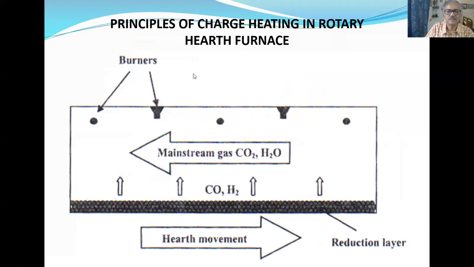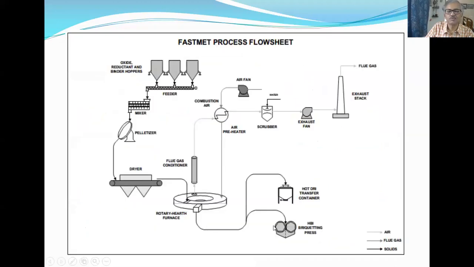Okay, this is the Finmet process where basically your product is hot briquetted iron. The fines are agglomerated here. So in the Finmet process the product is sponge iron, or you can produce hot briquetted iron and then transfer it. The advantage of hot briquetted iron is that you decrease the surface area, so the reoxidation tendency becomes less. Or you can hot charge directly into the electric arc furnace.